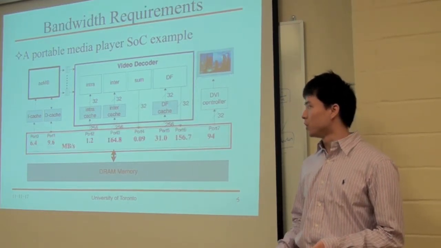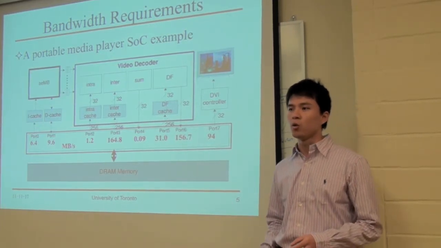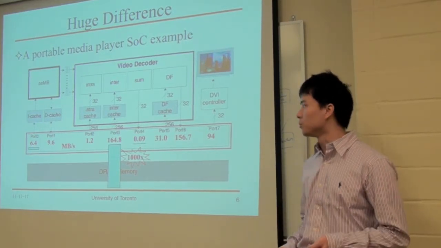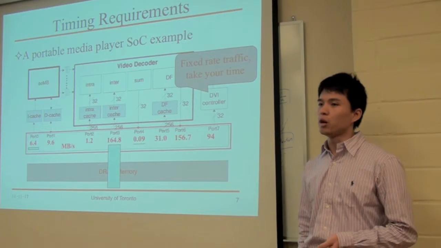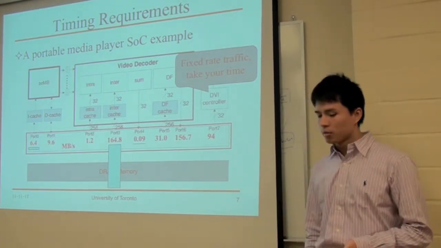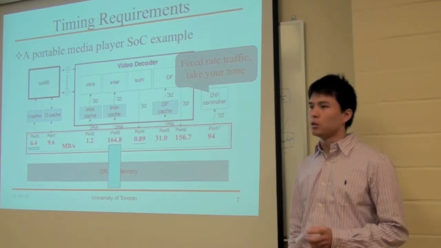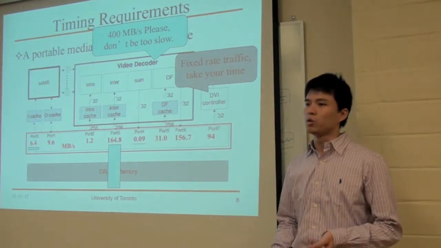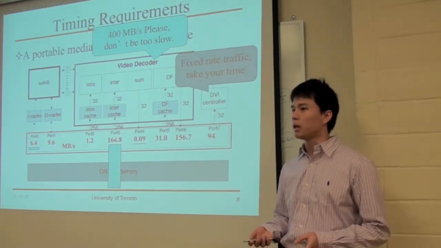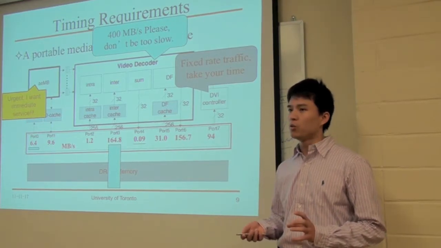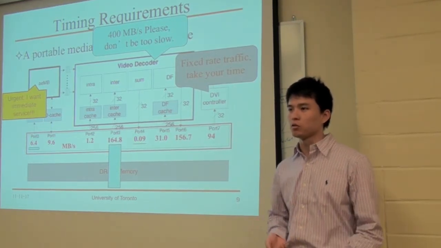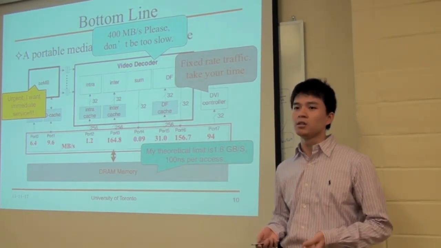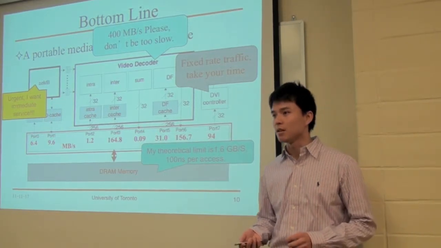The first challenge of the MPMC design is that the bandwidth requirements are actually quite different. In fact, the difference can be as much as 1,000 times. Another challenge is that the timing requirements are also different. For example, the DVI controller may require a fixed rate of low traffic, while the video decoder will require a large amount of data in a shorter period of time. And the CPU will say, I want my service to be satisfied as soon as possible. However, the bottom line is that the DRAM memory has limited theoretical bandwidth and access latency.